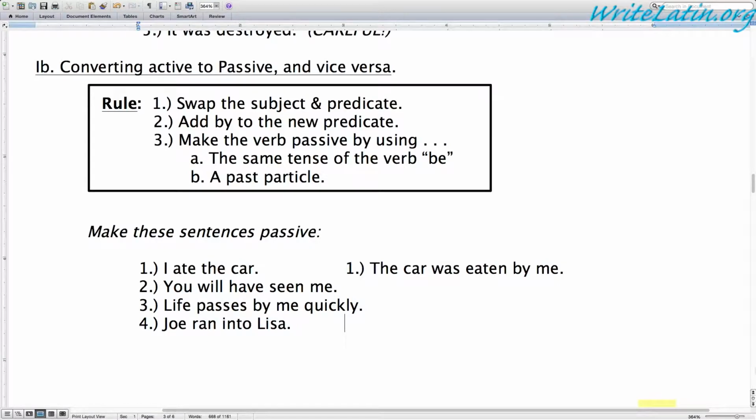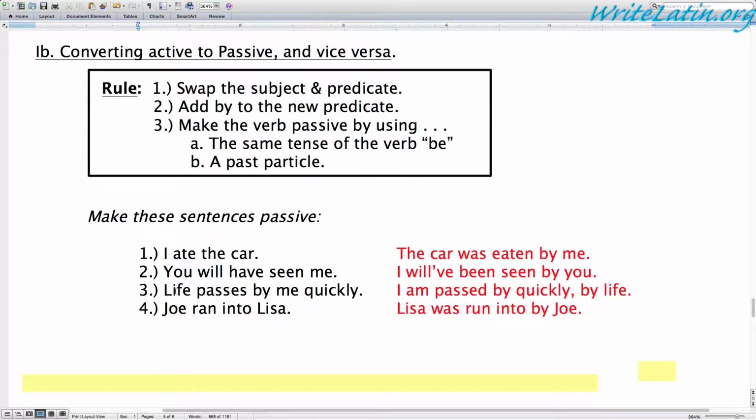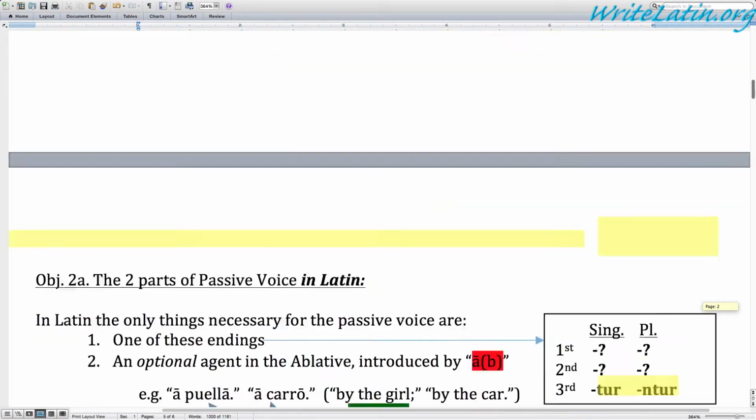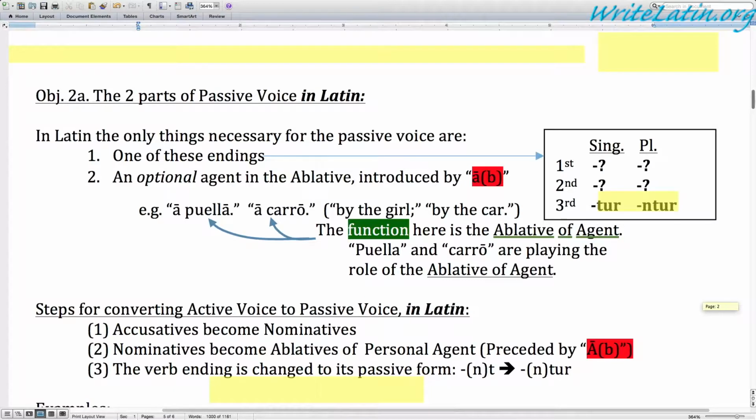Okay, and the answers are here. In number 3 here, the verb was passes by. So that by doesn't count as your normal by that you use for the new predicate. So in this number 3, you actually have 2 bys. The first one is a direction, the second one is a cause. Okay, hopefully that's clear. Now, since we're good at doing passive voice in English, let's try some Latin.